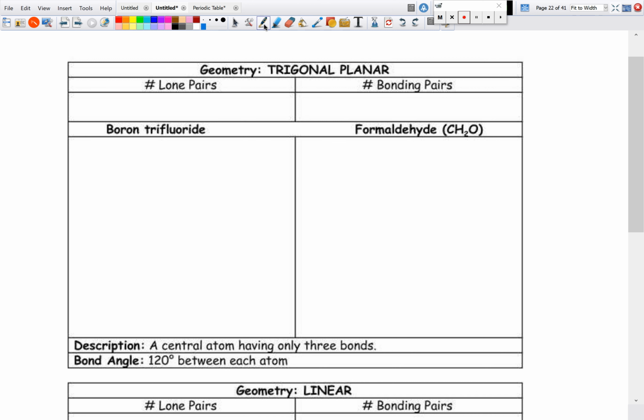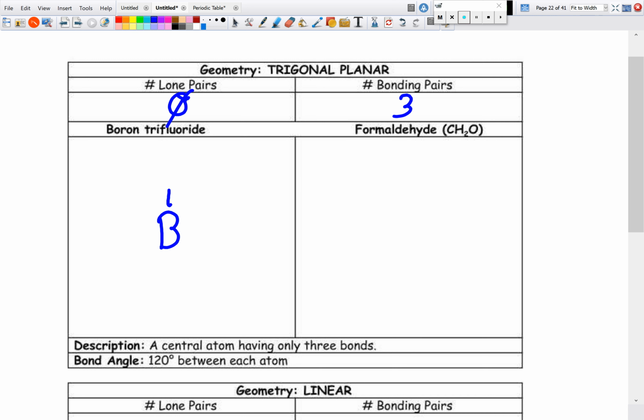So these here have a combination of 0 lone pairs, but we have 3 bonding pairs. So boron is a unique one where it is kind of a non-metal, but it will form trigonal planar compounds always. But also we're going to notice carbon-based molecules and silicon-based molecules can form these as well because they don't have lone pairs.